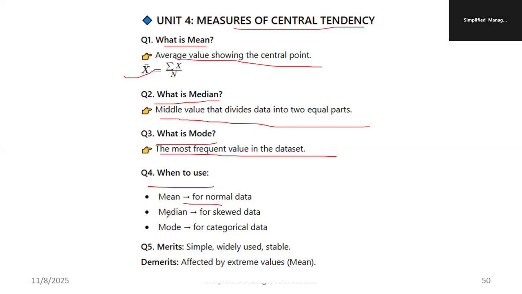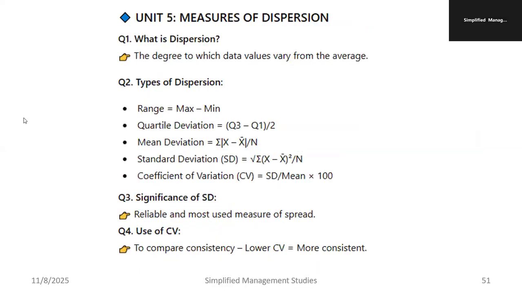So mean is for normal data, median for skewed data, and mode for categorical data. The merits: it is very simple, widely used, and stable. The demerits: it is affected by extreme values, which will affect the mean. So these are the important points you have to go through from module number 4. Coming to module number 5, measures of dispersion. What is dispersion?